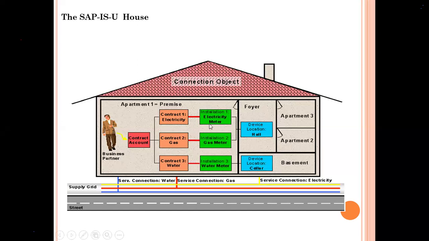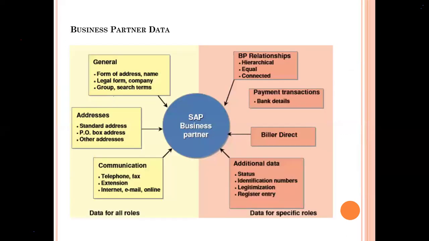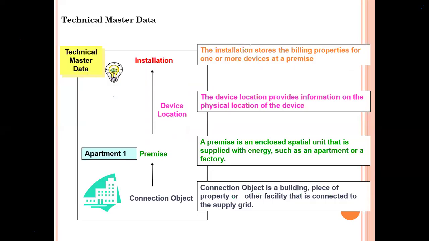When we make an agreement, we do a process called move-in, and when the move-in happens, the BMD and the other information, which we call the TMD, will integrate. So basically, the BMD is the BP, contract account and contract, and the TMD covers the other things: installation, device location, premise, and connection object.